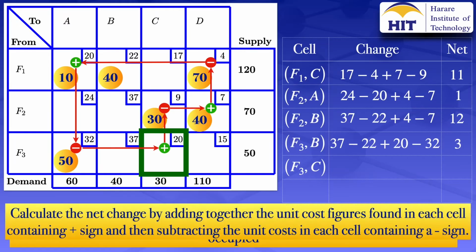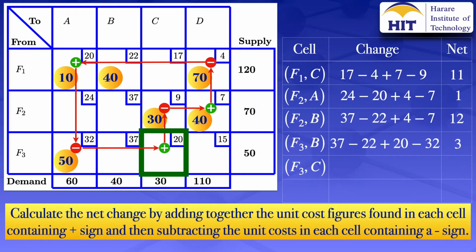So we now have our closed path. Then we calculate our net change. For our net change, where we have the positives there, we'll be adding the unit costs, and where we have the negatives, we'll be subtracting the unit costs. Our net change will be 20 minus 9 plus 7 minus 4 plus 20 minus 32, and that will give us a net change of 2.